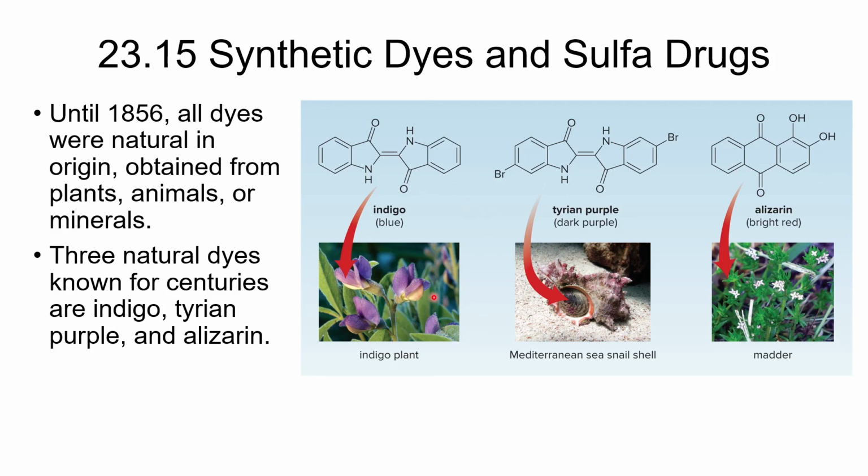I don't think the indigo plant is at risk, but if you wanted to get that blue indigo color, you needed to isolate it from the indigo plant. This Tyrian purple you could get from a particular sea snail that is in a Mediterranean sea snail shell. Say that 5 times fast. And then you could get this from this particular plant. You could get the alizarin, which is a bright red color. But there were limited options. There just wasn't a whole lot you could do for dyes.